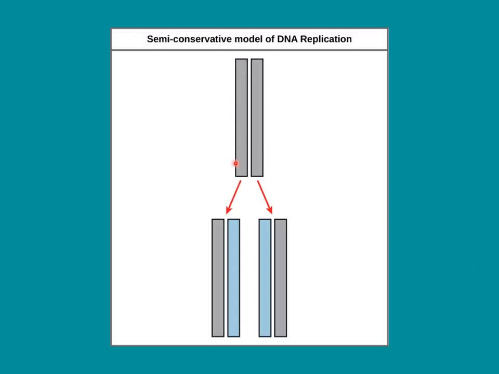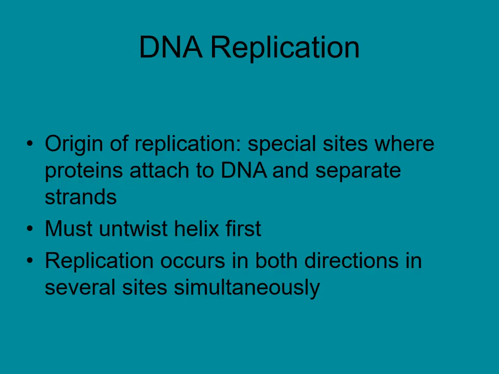So the gray is the original DNA strands. So this has got to separate. Each of these parental strands will be used as a template to make the new daughter strand. So you end up with one old and one new. That's all semi-conservative means.